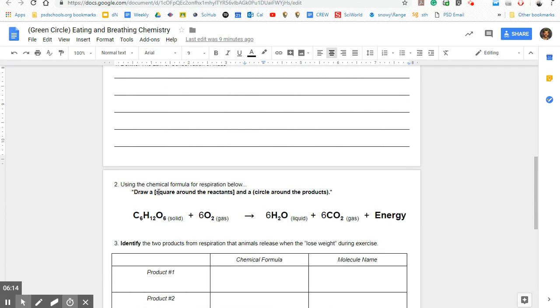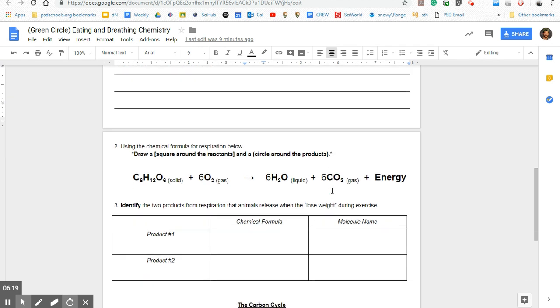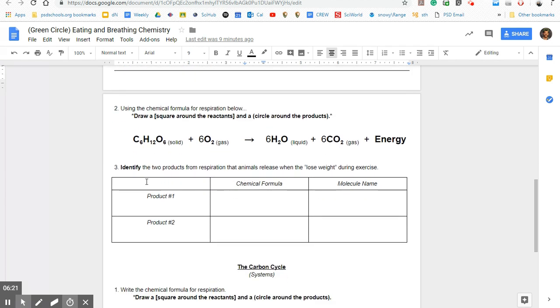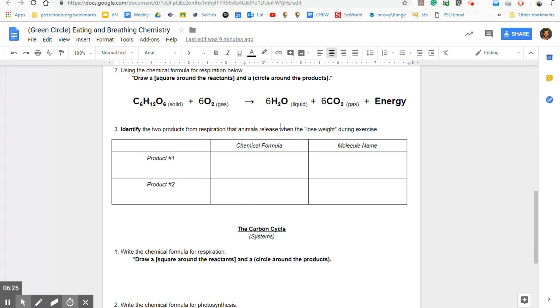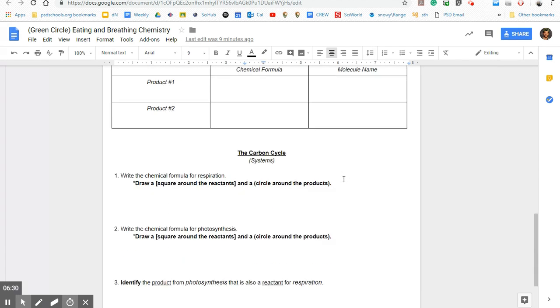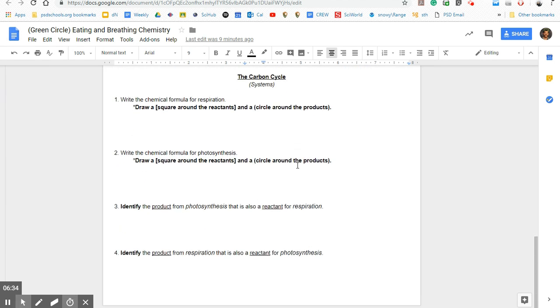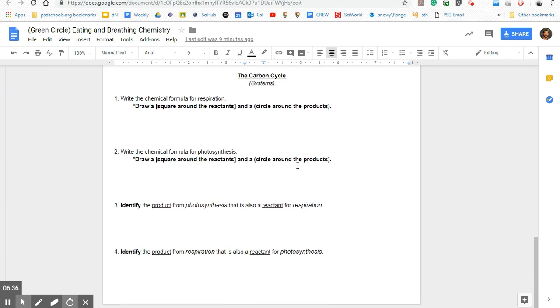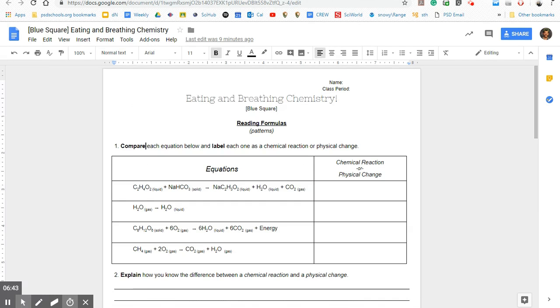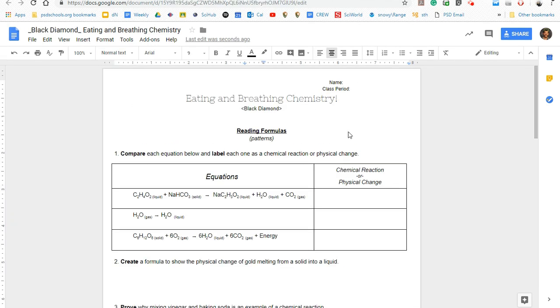But instead of having them write out the chemical formula, I'm providing it for them, and I'm asking them to do something like draw a square around the reactants and a circle around the products. So again, labeling things. Then I want them to actually identify the products. So you can see I'm spending more time on identifying the products and the reactants. These are more foundational type skills. Again, they're still going to have to answer questions about the carbon cycle, but they're much more specific and less open-ended. It's not asking why are the two, plants and animals, important to each other.